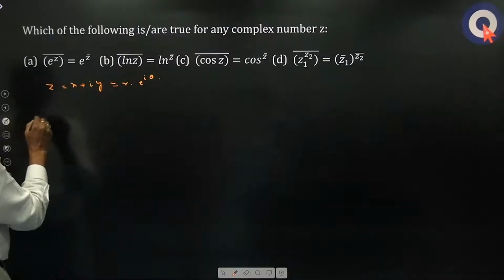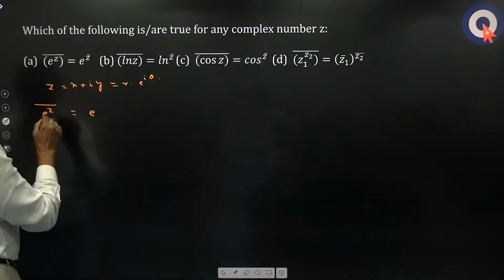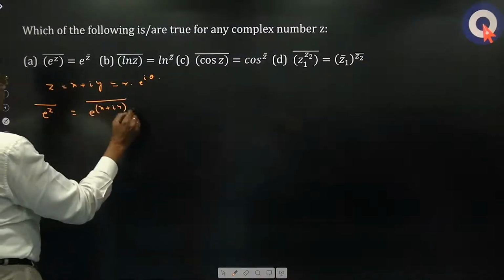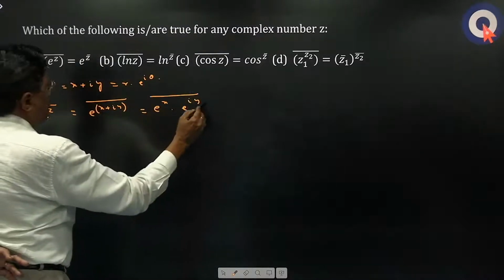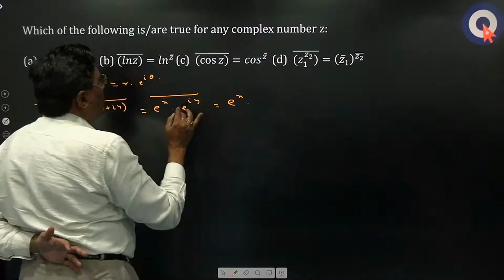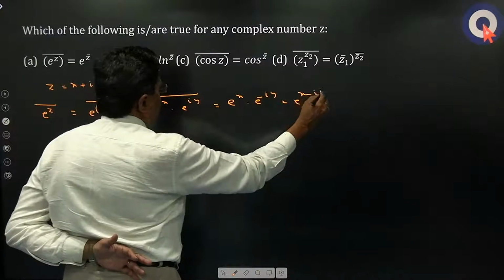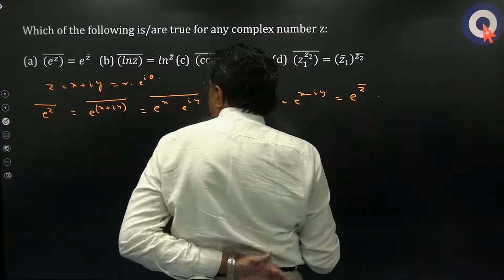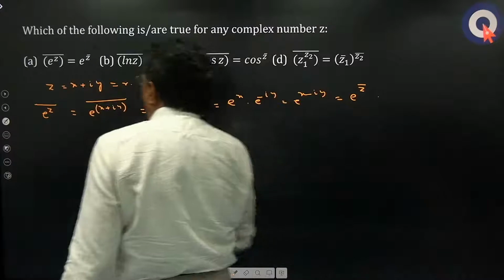So the conjugate of e power z. z is x plus iy, so this is the conjugate of e power x into e power iy, which is e power x, anyway real, and the conjugate of i is minus i, into e to the power of minus iy. This becomes e power x minus iy. So x minus iy will be z bar, so e power z bar. Therefore, the conjugate of e power z is e power z bar. So option A is correct.